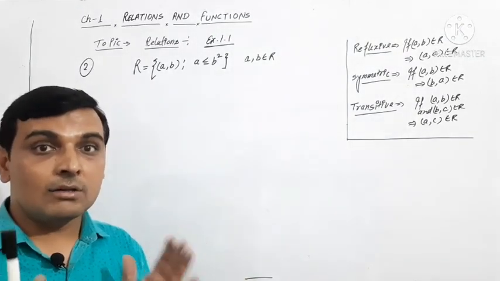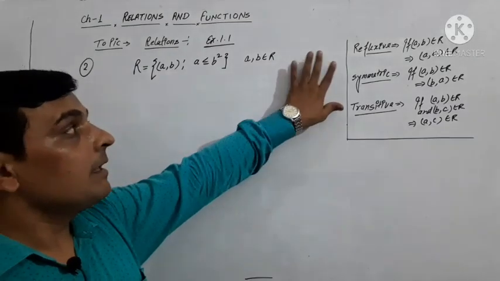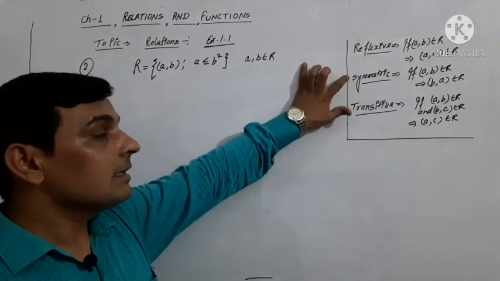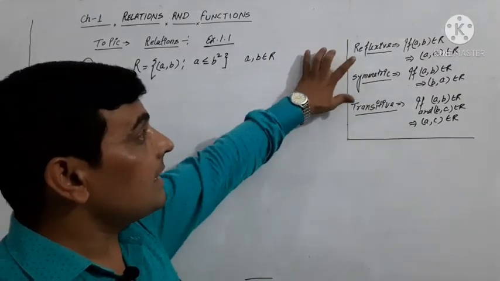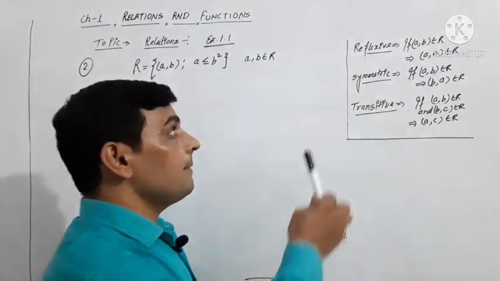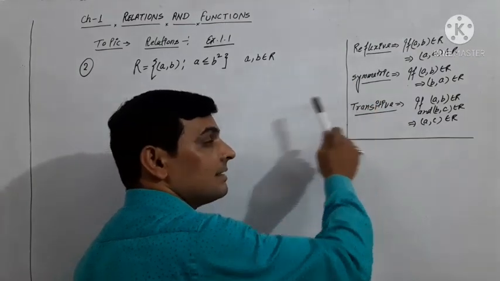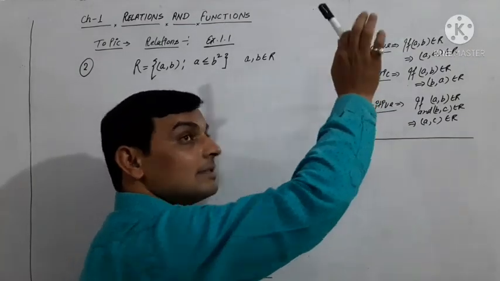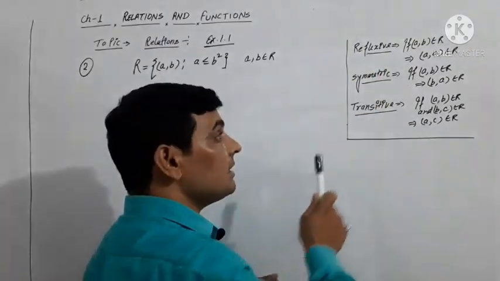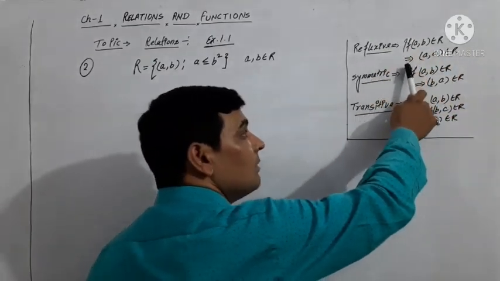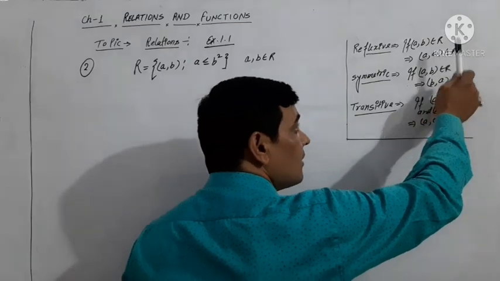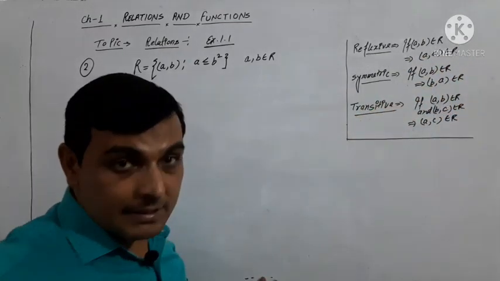So we will check the three conditions one by one which we have discussed earlier. Okay, what are the conditions? I have explained briefly: reflexive, symmetric and transitive. The first condition was reflexive. What was the condition? If (a, b) belongs to R and this implies that (a, a) also belongs to R, then the relation will be reflexive.